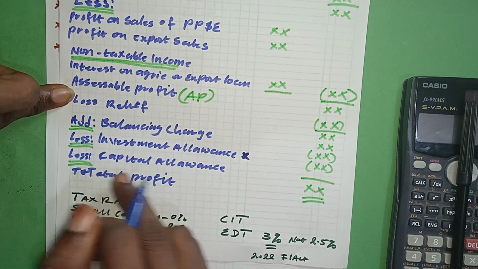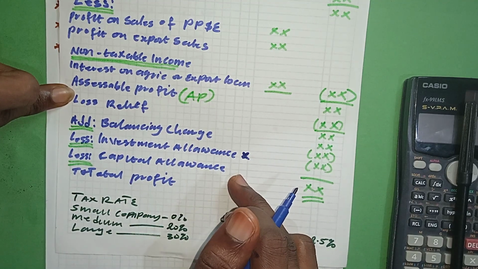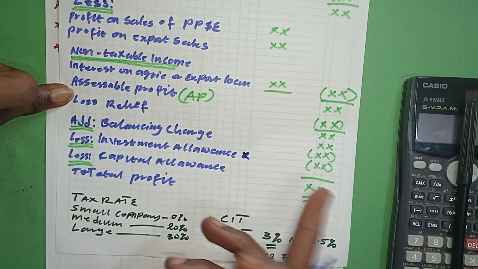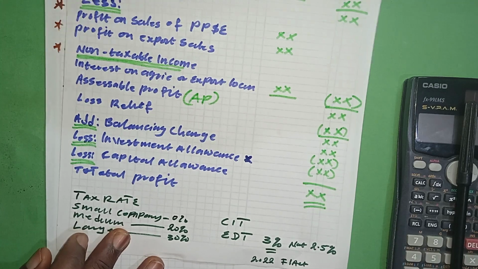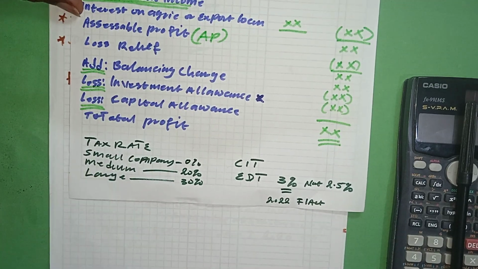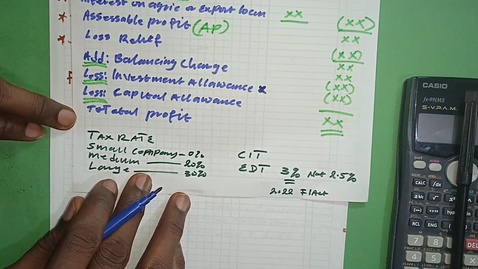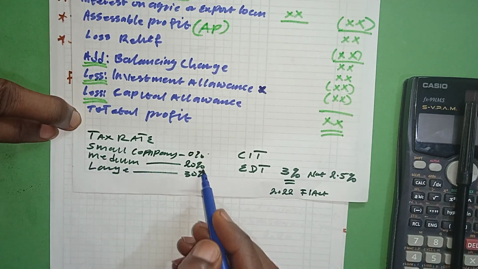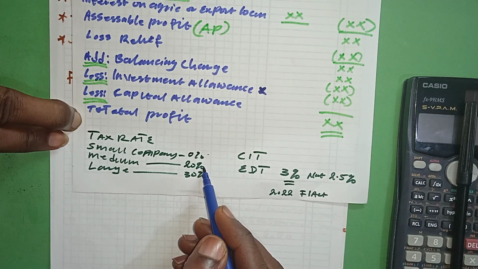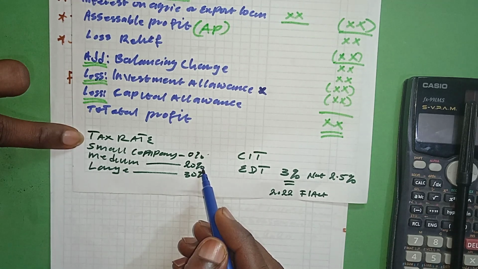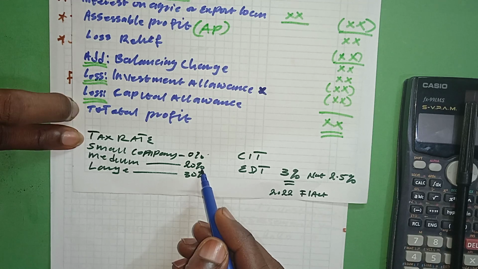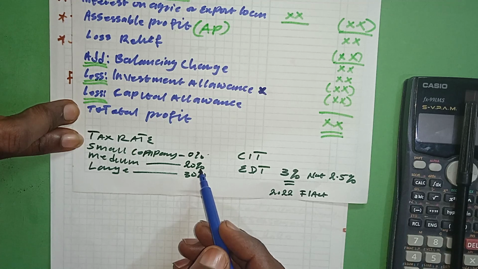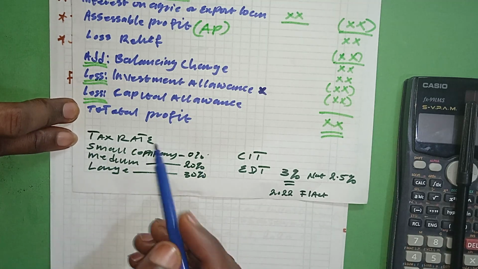Now, this capital allowance, I did a video on it on how to compute for capital allowance. So it's what you computed there that you just bring in here. Then you walk home with it. Now the tax rate, let's refresh us with the tax rate again. For small company, 0%. For medium company, 20% of your total profit.